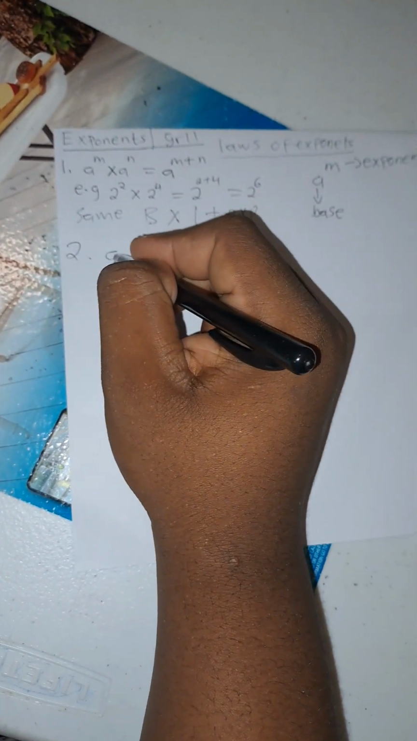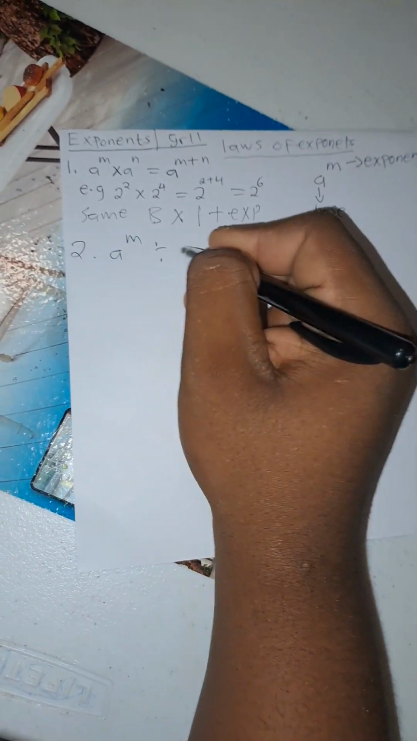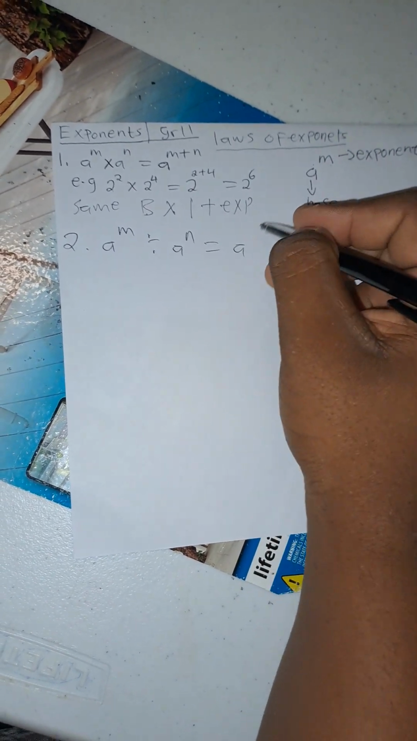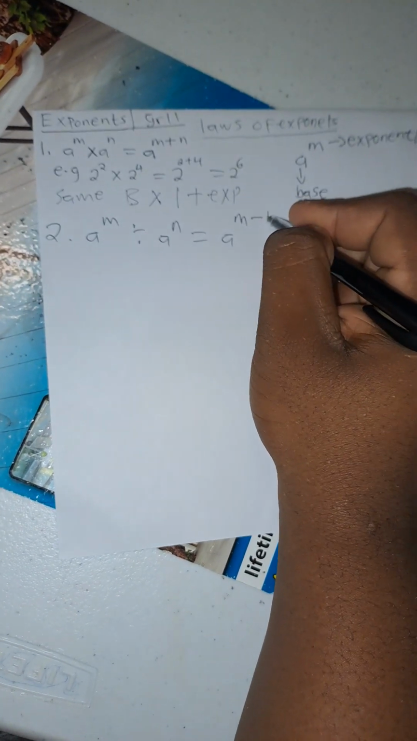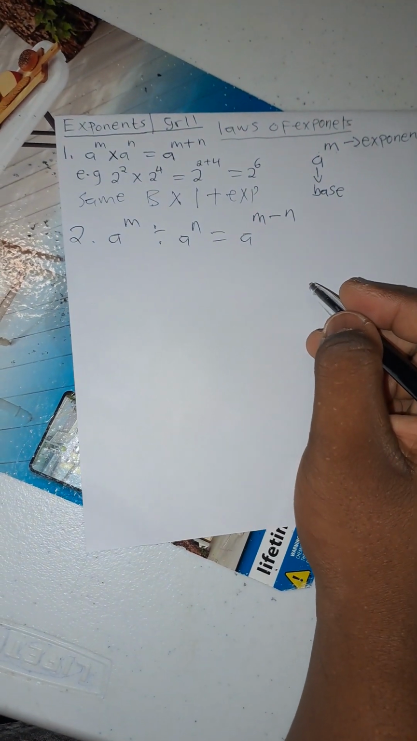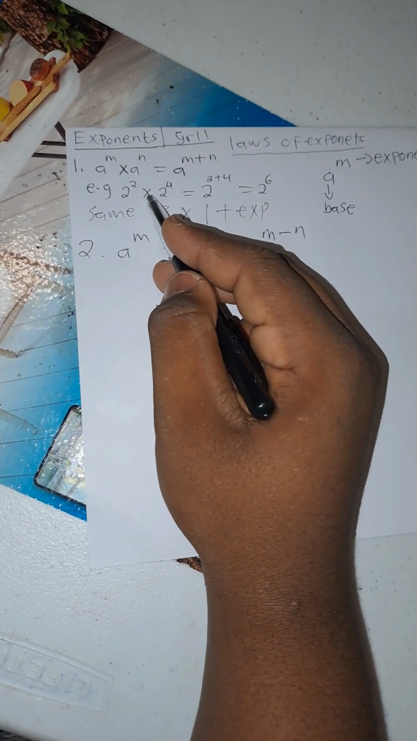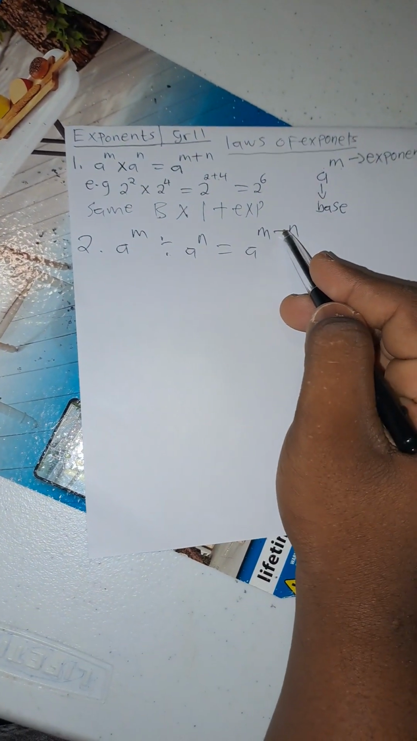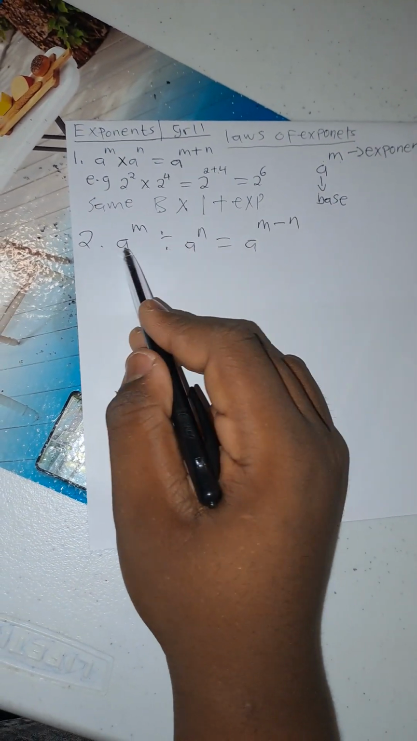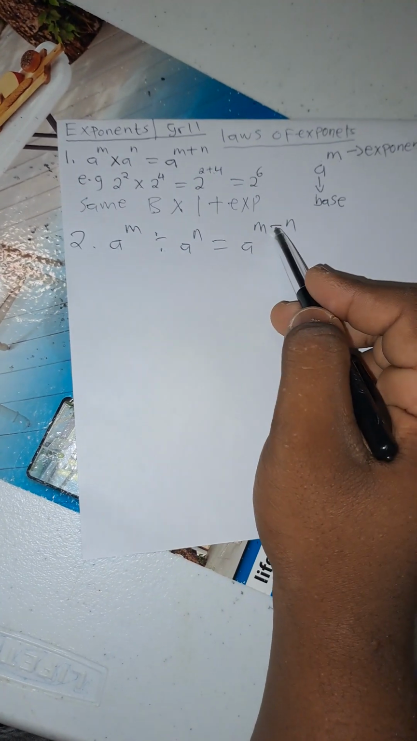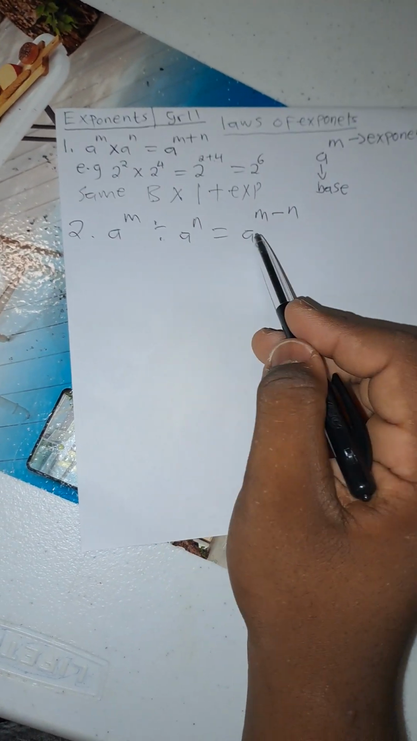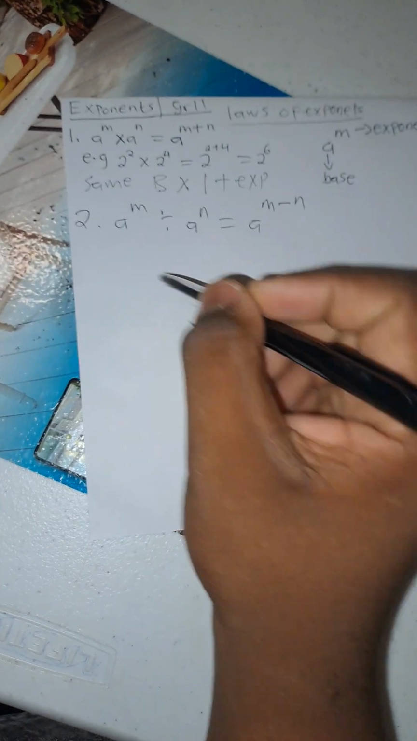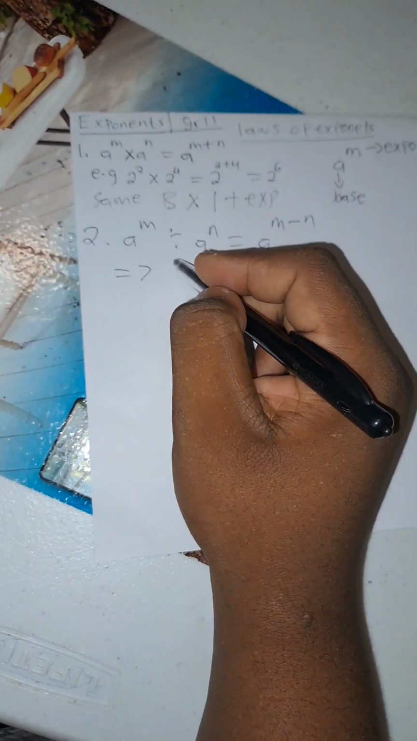So the second one is a to the power of m divided by a to the power of n, which is equal to a to the power of m minus n. Okay, so now check. When they are multiplying, you add exponents. When they are dividing, you subtract exponents. So same base, you just write the one base there, and then these ones you subtract them. Then let's check the example.